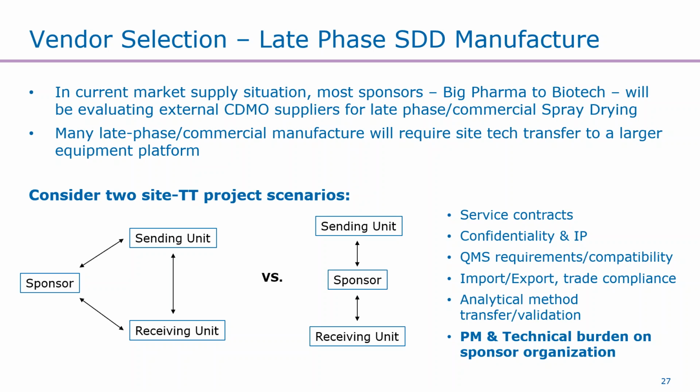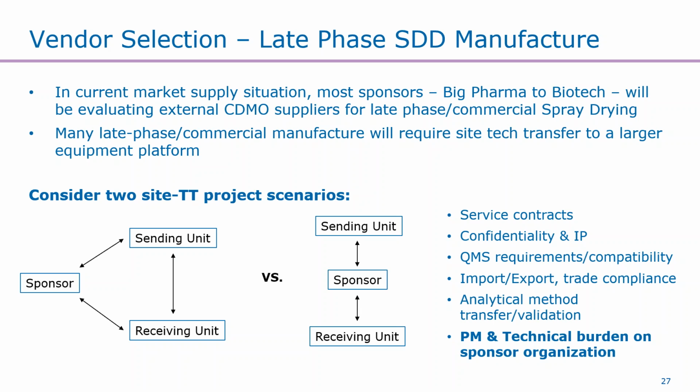This will have implications on things like service contracts, confidentiality and IP, quality management system requirements and compatibility, import and export and trade compliance for materials distribution, analytical method transfer and validation, and perhaps most importantly from the sponsor's perspective, the project management and technical burden that will lie upon that organization.